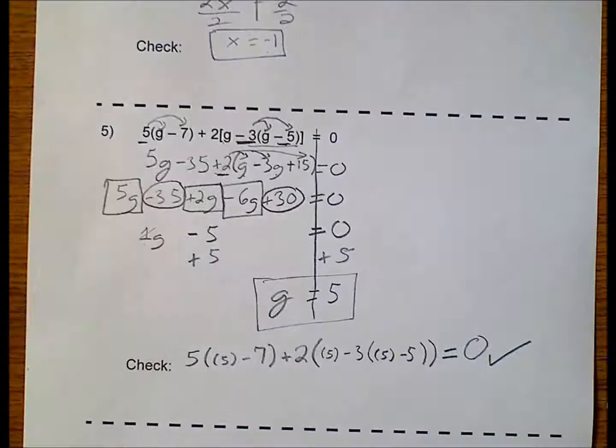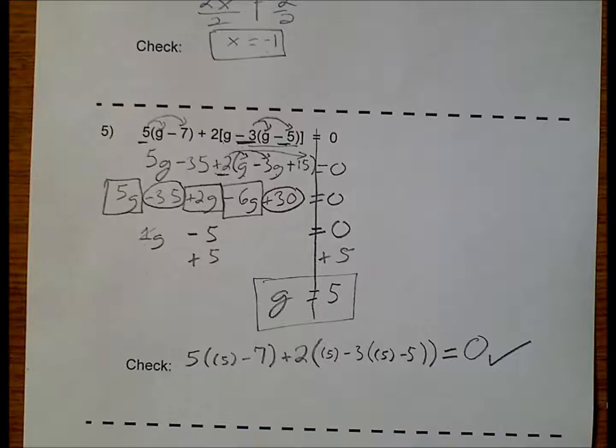And so that checks. So the things we're doing is we're combining similar terms and we're distributing to simplify on one side, and then that will bring it down to a two-step equation that we can easily solve.